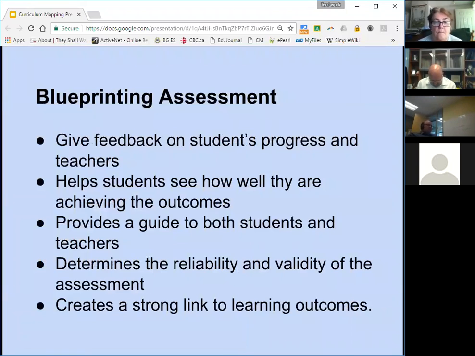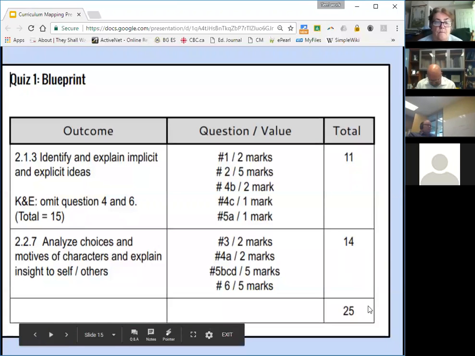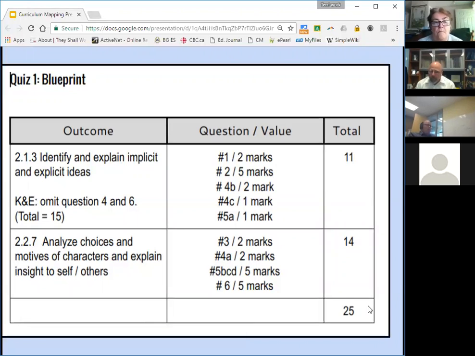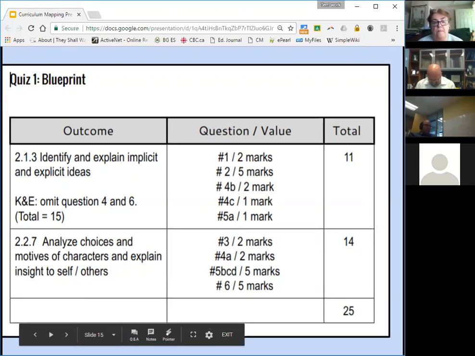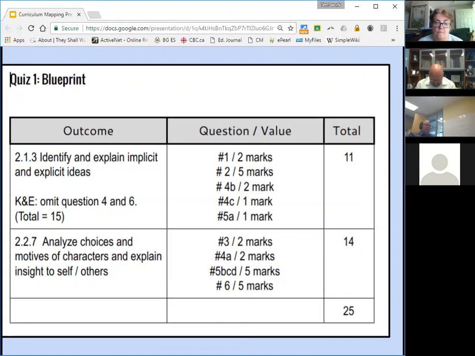Blueprinting, we encourage our teachers to give the kids that blueprint. So if I go back to that slide, lots of our kids will get this to study for the exam. This is what you're going to be assessed on. I'm not hiding that from you. This is not a profession where we're trying to trick students and make it hard for them and trip them up. This is a profession where we want to help them. So here's what I'm going to assess you on. I'm going to assess you on identifying and explaining implicit and explicit ideas and analyze choices and motives of characters and explain the insight to self and others. Those are the two things. That's all I'm going to assess you on. So now the kids can study on that.